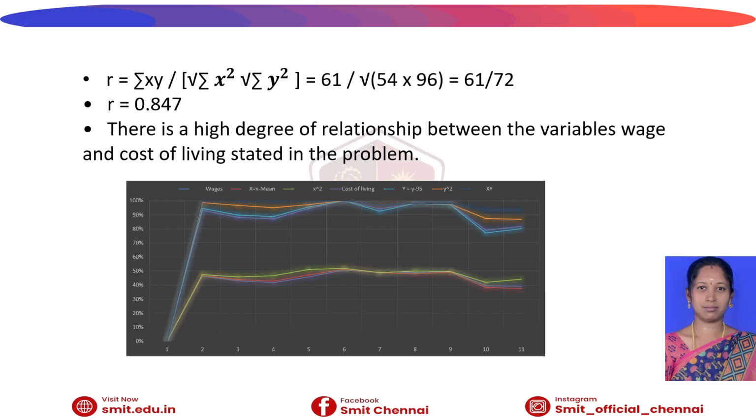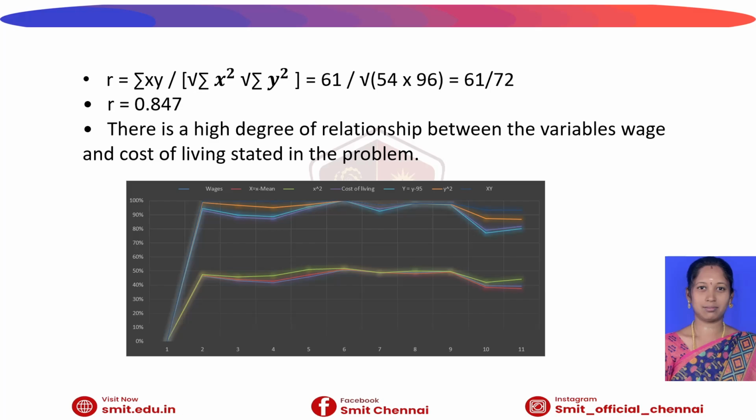r is equal to summation of xy divided by square root of summation of x squared times summation of y squared. Summation of xy is equal to 61, divided by square root of 54 into 96. We get the answer 61 by 72. r is equal to 0.847. There is a high degree of relationship between the variables wages and cost of living stated in the problem.